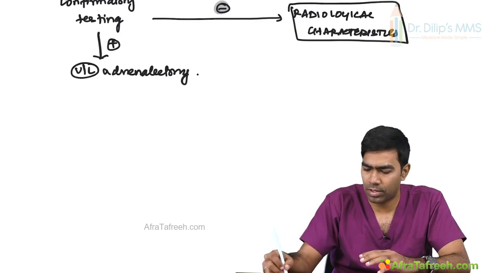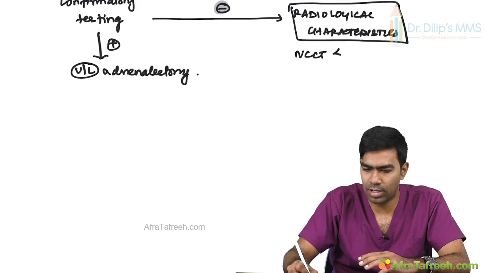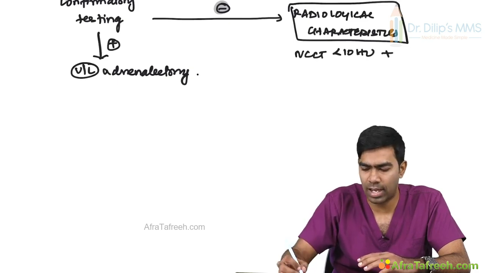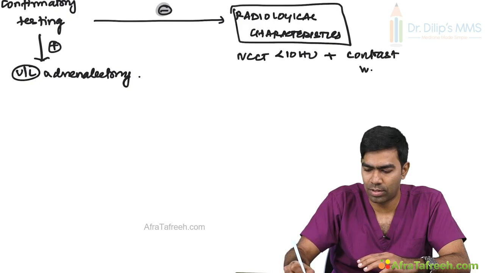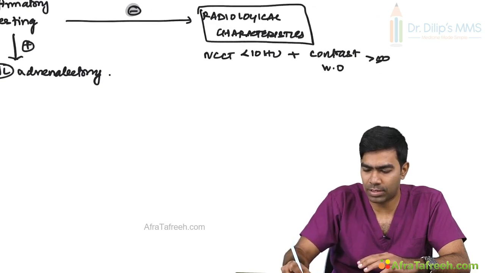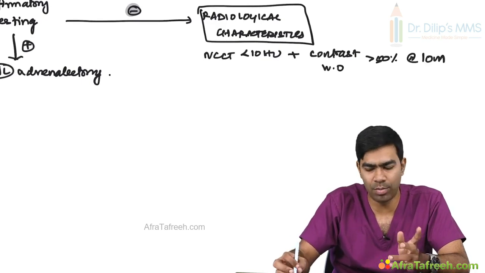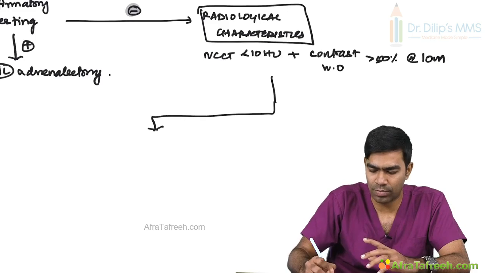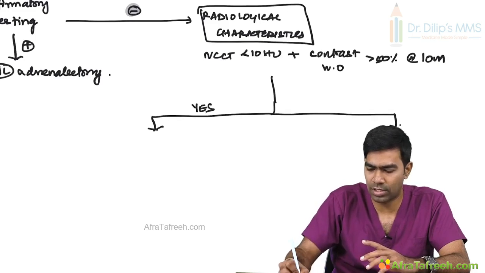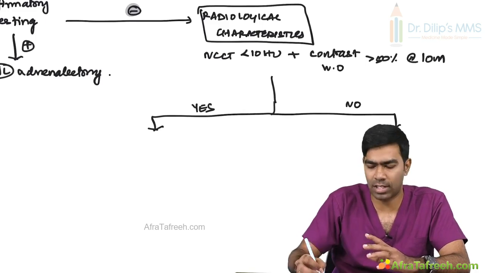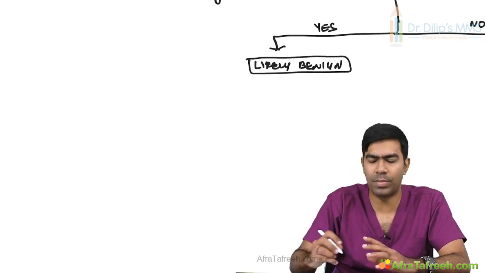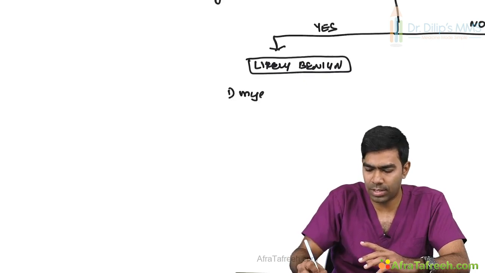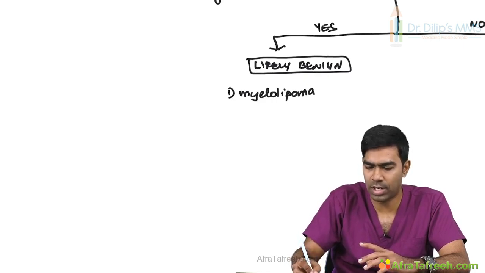So if the NCCT density of the tumor is less than 10 Hounsfield units and my overall contrast washout is more than 50% at 10 minutes, it's likely to be a benign lesion, as I told you previously. So if these features are there, it's very likely to be a benign lesion. So what are the benign lesions that you'll be considering? Number one, obviously it's a myelolipoma, very common in the adrenal gland.